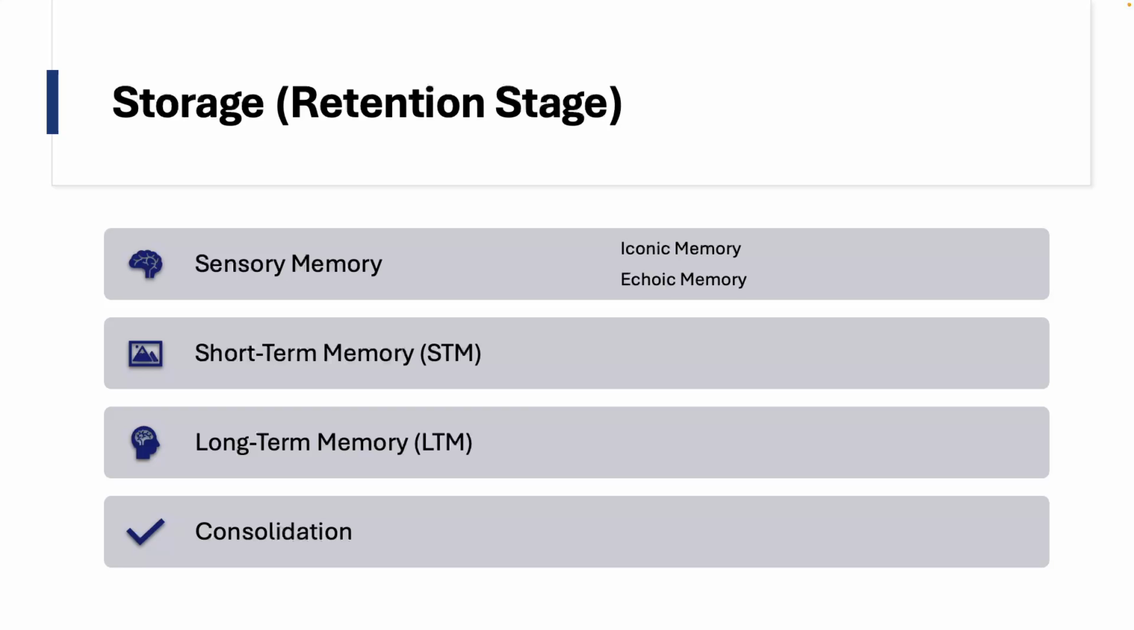Consolidation is the process by which encoded information becomes stable in long-term memory. It is a dynamic process, and it can take time, sometimes from hours to days. It is thought to occur through the reorganization of neural connections, particularly during sleep, which plays a vital role in strengthening and stabilizing memories.